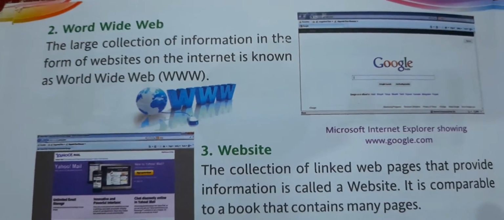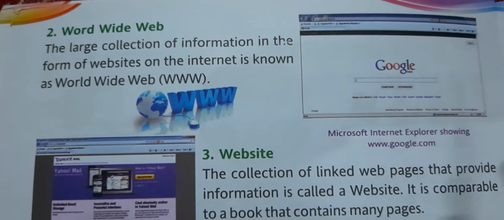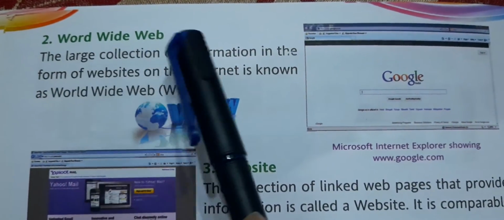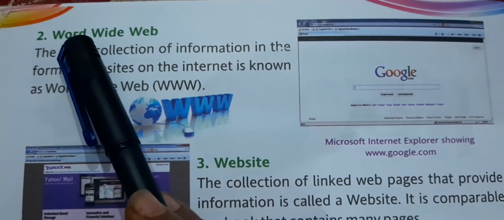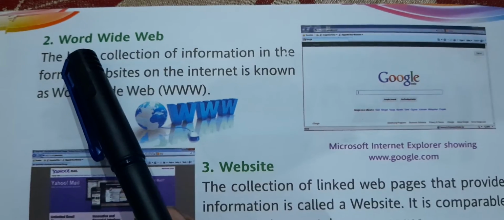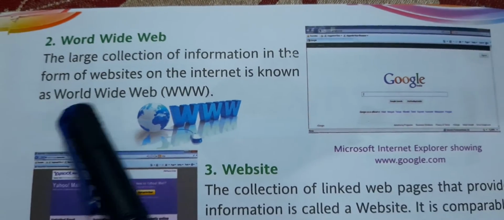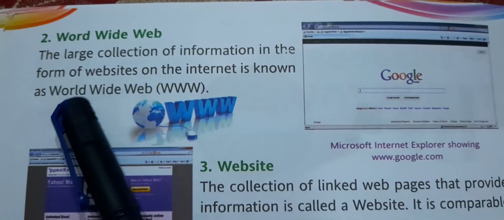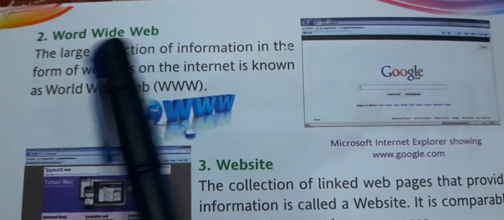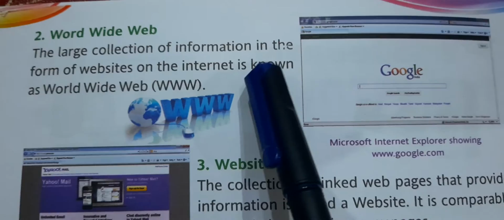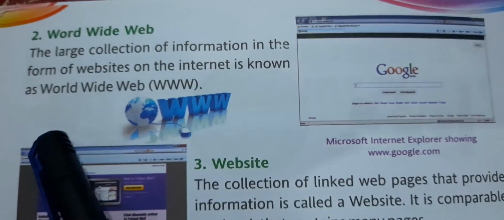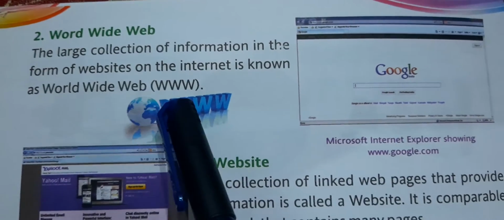Now we are on page number 50. The second term that we are going to study is World Wide Web. Please notice, children, that this word is wrongly written here. It should be world. Okay. So you can see the spelling here, WORLD. Now, what is World Wide Web? That is www. The largest collection of information in the form of websites on the internet is known as World Wide Web.